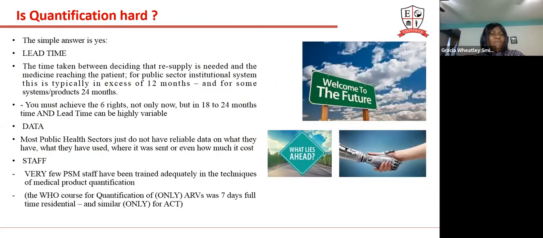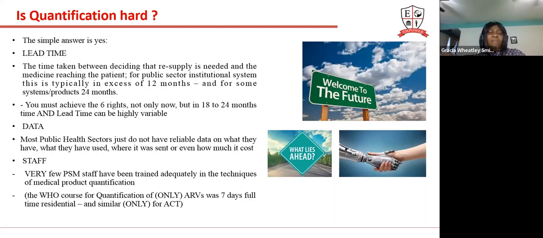So is quantification hard? Yes, quantification is hard. Why? There are so many factors to consider. The lead time, the time taken between deciding when to resupply, when that is needed, and the medicine reaching the patient, for the public sector institutional system, is typically in excess of 12 months. So now we have to figure all of this. 12 months, 24 months, do we have the finance? Will it reach in time?